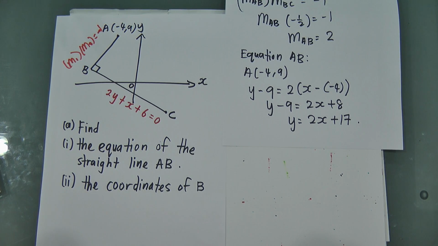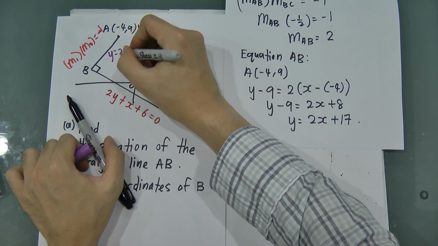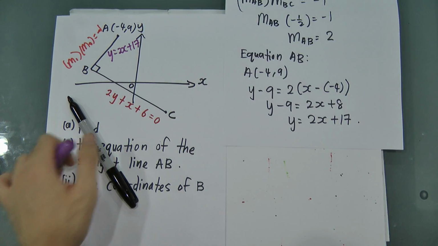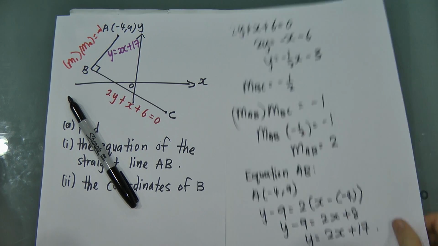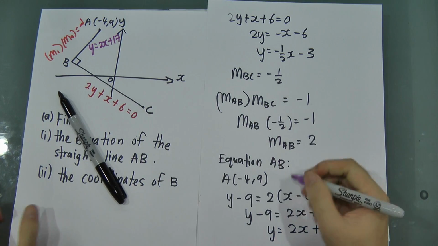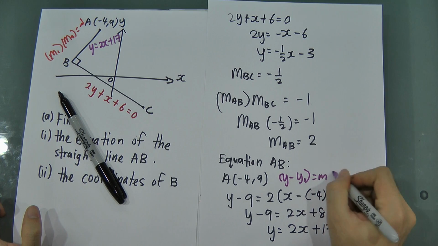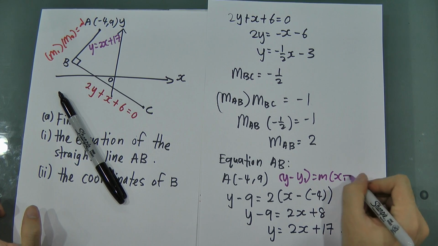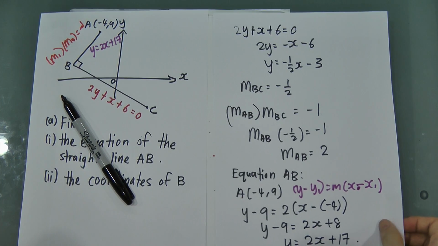Done. So the equation of AB is y equals 2x plus 17. There shouldn't be any problem here because this is just the formula: y minus y1 equals m times the bracket x minus x1. If you're not sure about this formula, go to my first video which I mentioned just now.